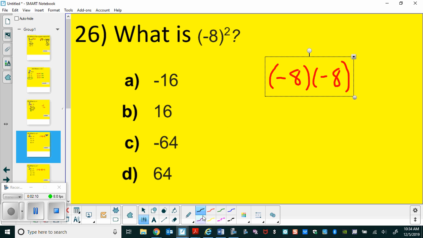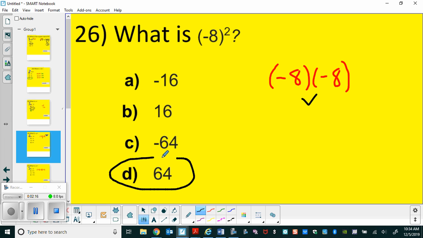All right, for this one, because it is in parentheses, now we're doing a negative 8 times a negative 8, and this negative times negative would be D, positive 64.